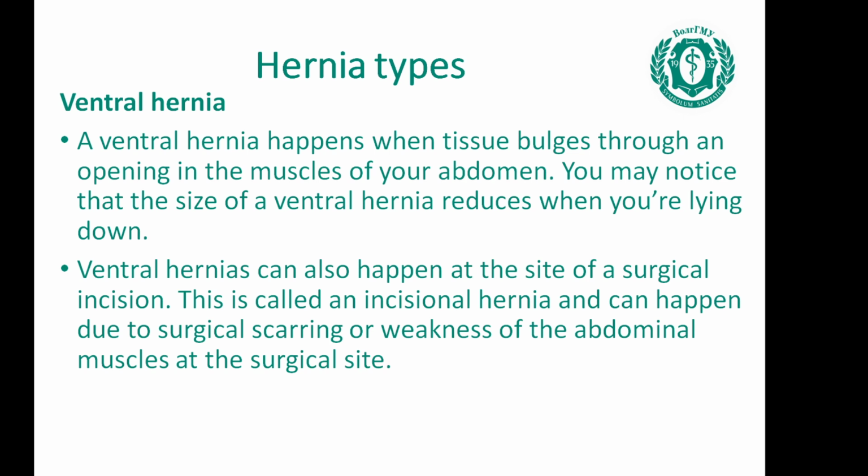Ventral hernia. A ventral hernia happens when tissue bulges through an opening in the muscles of the abdomen. You may notice that the size of the ventral hernia reduces when the patient lies down. Ventral hernias can also happen at the site of a surgical incision. This is called an incisional hernia and can happen due to surgical scarring or weakness of the abdominal muscles at the surgical site.